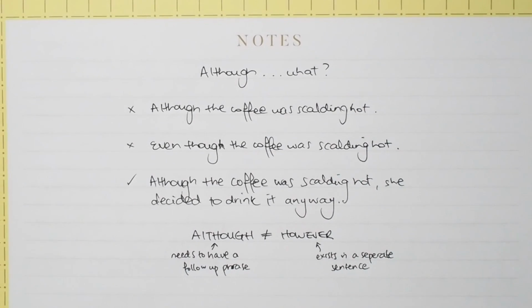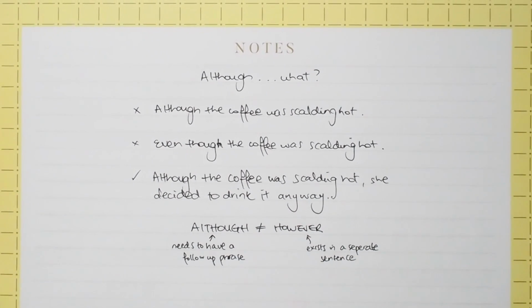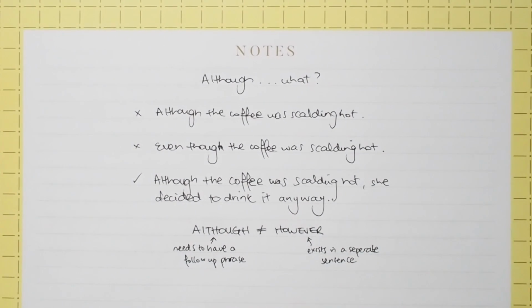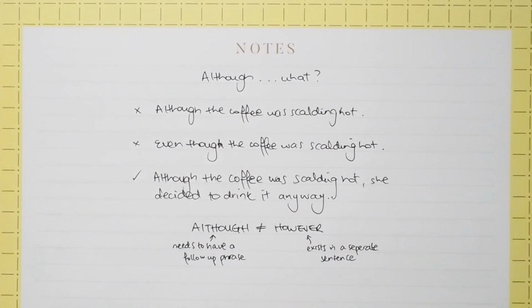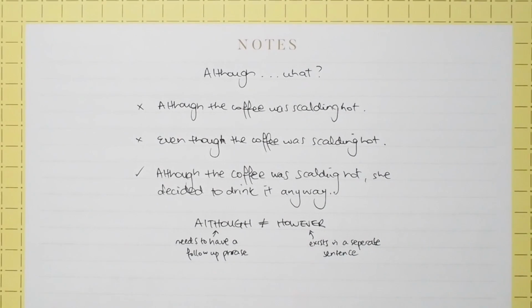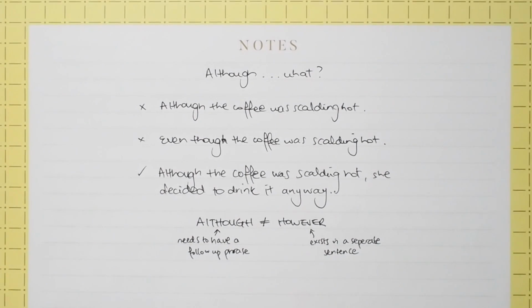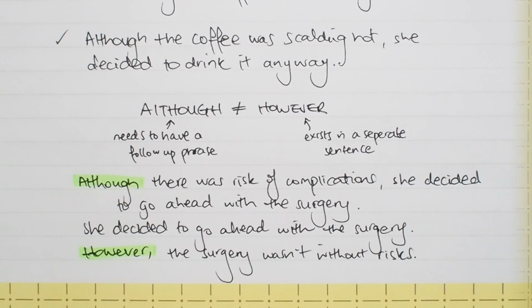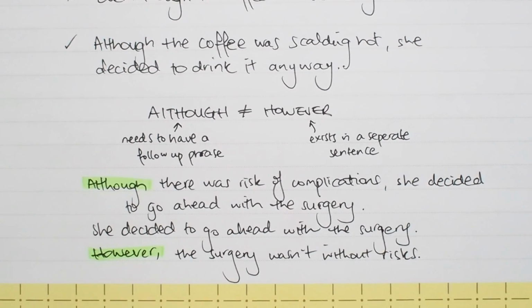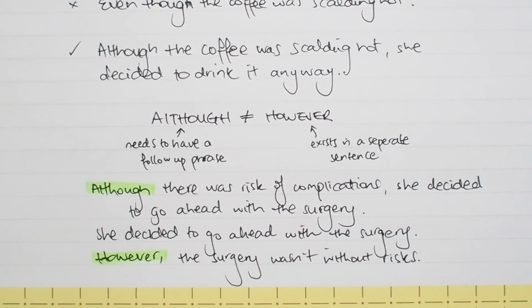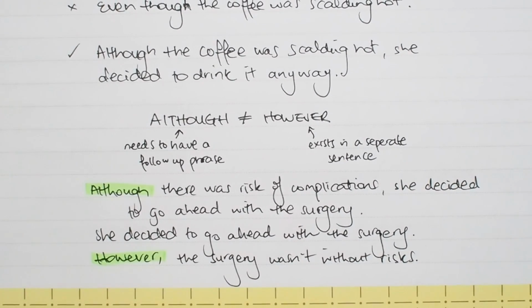However is used to contradict or go against a statement made in the previous sentence. The easiest way I can think of it, and this is what works most of the time, is that the contrasting statement with although must be in the same sentence, whereas with the word however, it can be in a separate statement. Although there was the risk of complications, she decided to go ahead with the surgery. However, the surgery wasn't without risks.